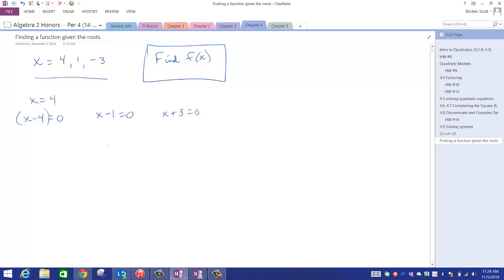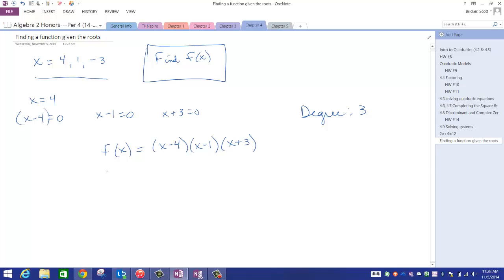Well, if those are my factors, then I can take my function definition f of x and define it by x minus 4 times x minus 1 times x plus 3, making this a degree 3 polynomial, which of course connects with my 3 zeros that I was given. Remember, the function has a number of zeros equal to its degree.